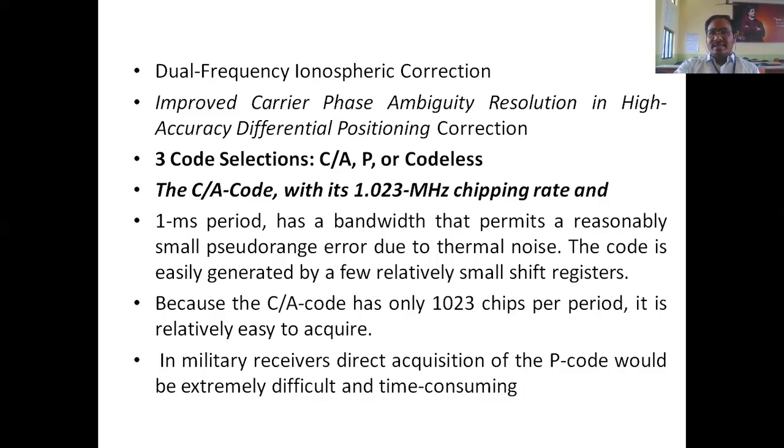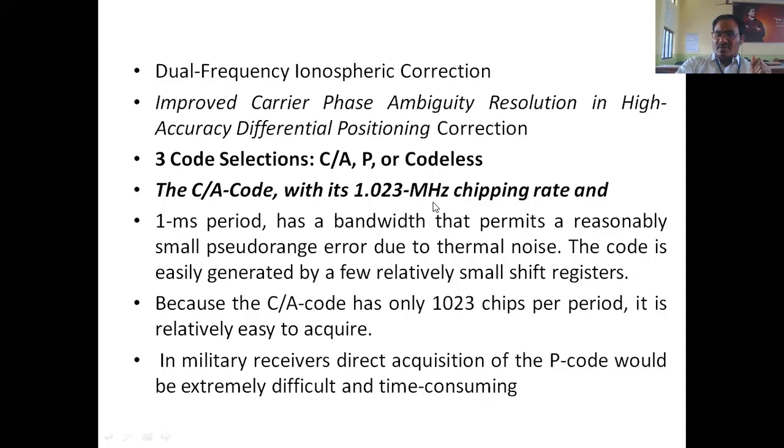Next. Till now, what we have learned is that we are using 2 codes: one is the C/A code and another is the P code. But from the GPS receiver point of view, a code is not required for some specific applications, especially commercial applications. There are 3 types of receivers with respect to the codes that are used: C/A code, P code, and codeless. That means no code is used.